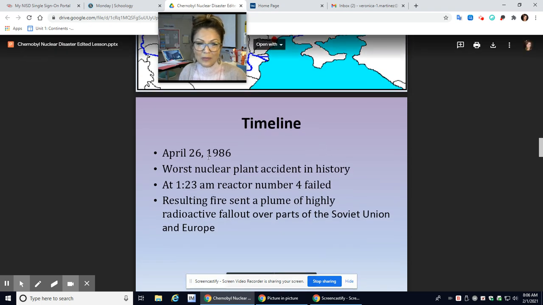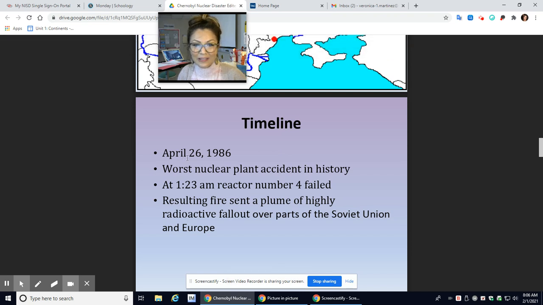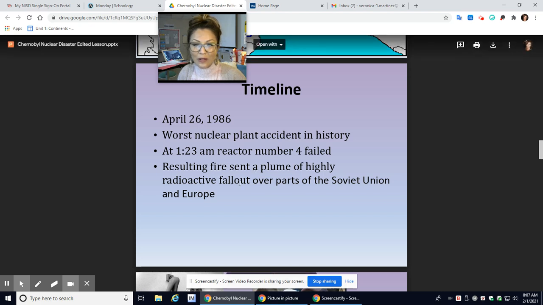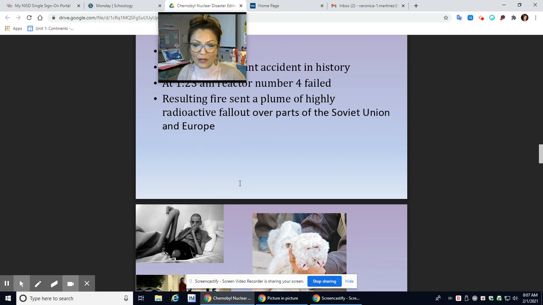All right, so the timeline, this happened April 26, 1986. It's the worst nuclear plant accident in history. It happened at 1:23 a.m. because reactor number 4 failed, resulting in fires and sending a plume of highly radioactive fallout over parts of the Soviet Union and Europe.